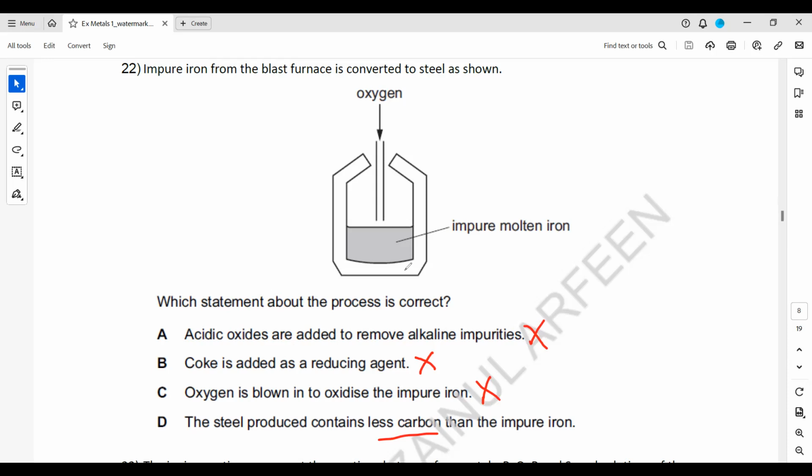Why? Because oxygen reacts with carbon to give carbon dioxide, so steel will have a lower percentage of carbon. Why is the other option wrong? Oxygen is blown in, but it does not oxidize iron. It oxidizes carbon because carbon reacts with oxygen to give carbon dioxide. Iron is not oxidized. Iron remains there. So the main reaction is between carbon and oxygen.